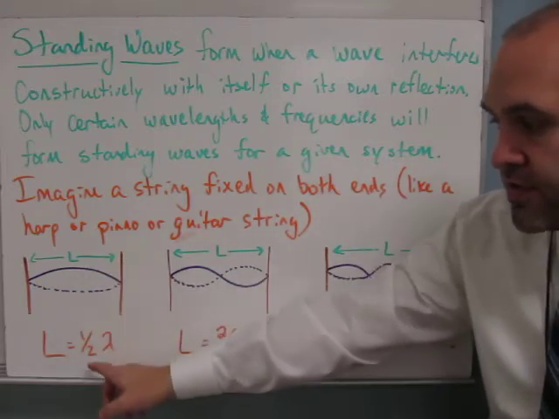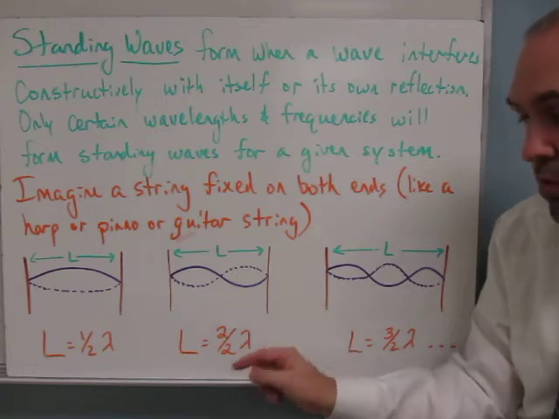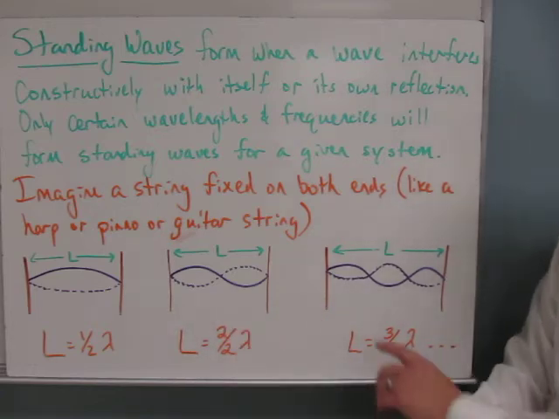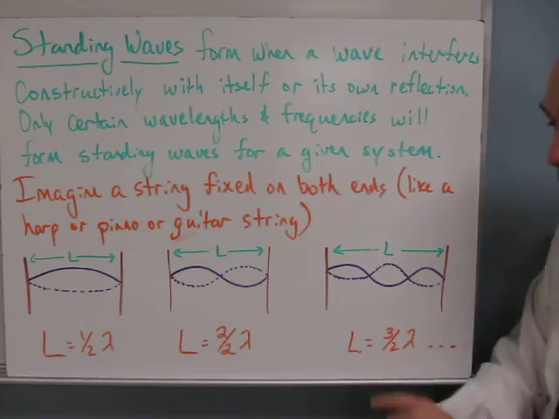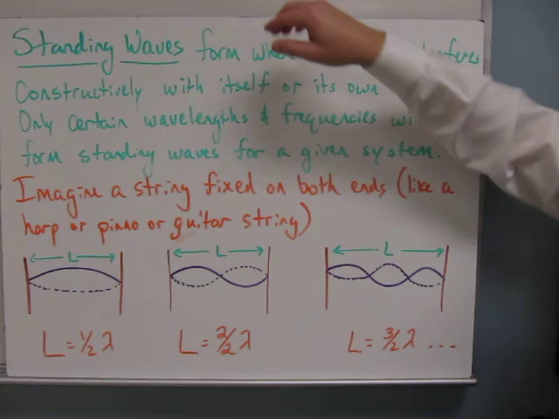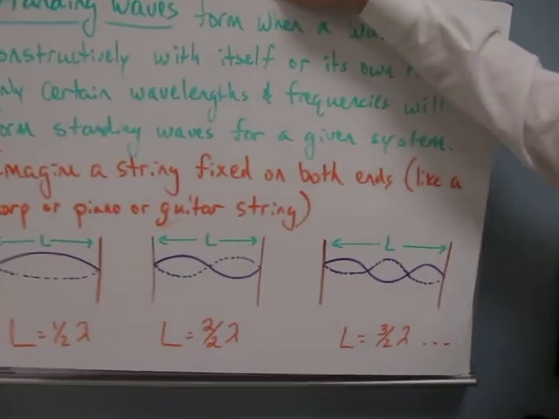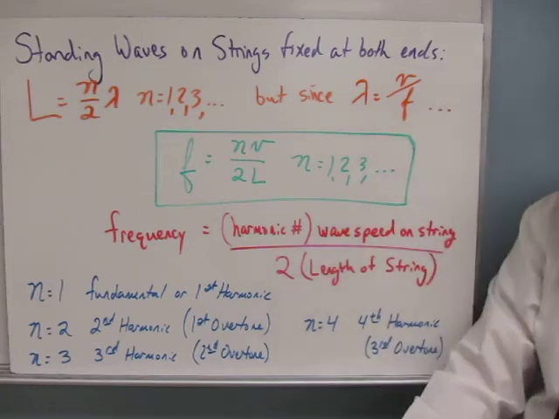So here the length of the string is 1/2 lambda. Here we have two of them, that's a half and a half, which is a whole, or 2/2 lambda. And here we have half, half, and a half, which is 3/2 lambda. And so there's a pattern I hope you can see. It goes 1/2, 2/2, 3/2, 4/2, and so on. So if we take that pattern, we can derive an equation.